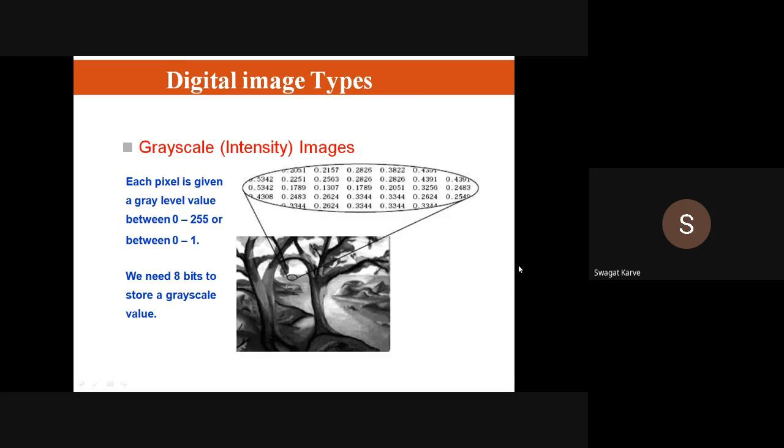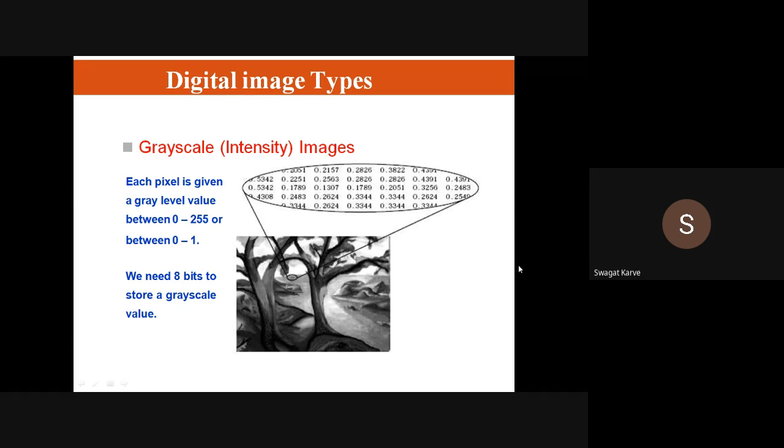Next, if you choose that b is greater than 1, say you choose b as 3 or anything greater than 1, that means you have used 3 bits to represent that particular pixel. Now 2 raised to 3 will be 8. That means how many gray levels will be associated? 8 gray levels.